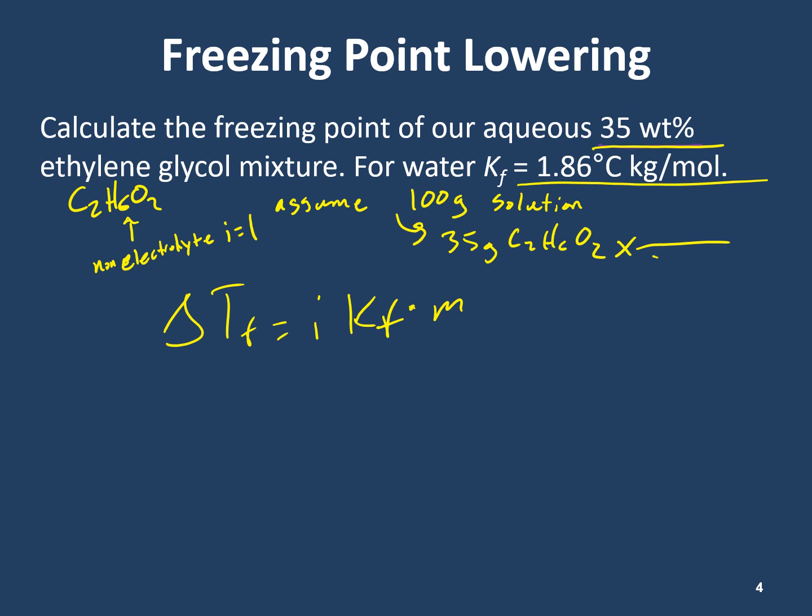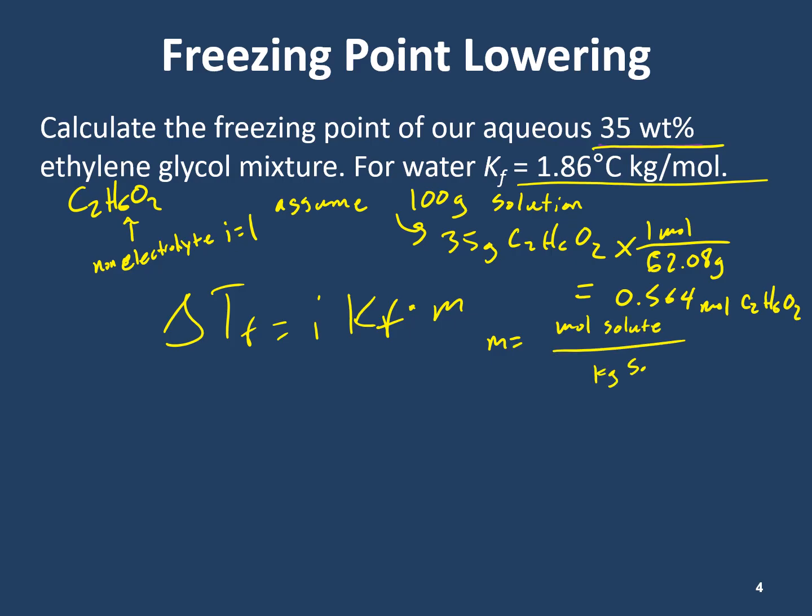Which is 62.08 for the molar mass. So we divide by that. And this gets us 0.564 moles of C2H6O2. Molality is moles of solute over kilograms of solvent. So I need the kilograms of solvent. I know that I had 35 grams of solute and 100 grams of solution. So this means I have 65 grams of solvent, which means I have 0.065 kilograms of solvent.